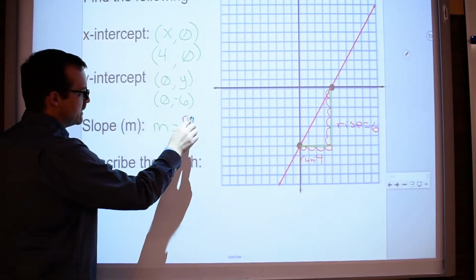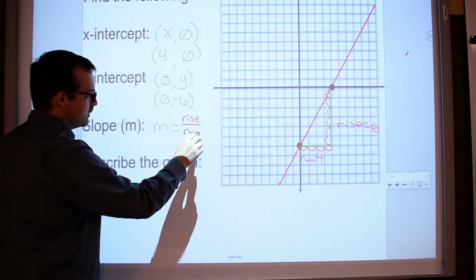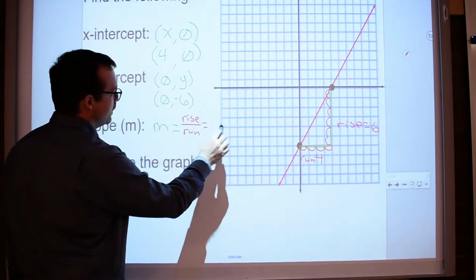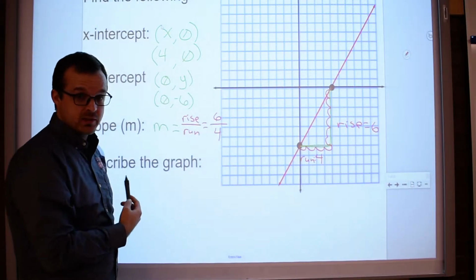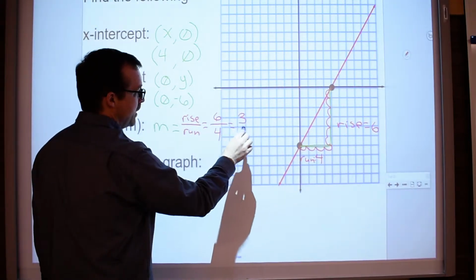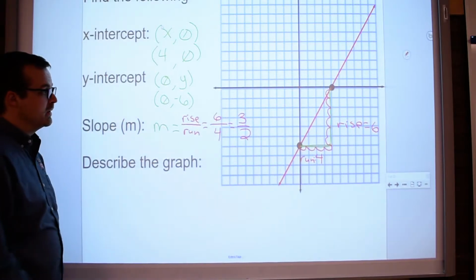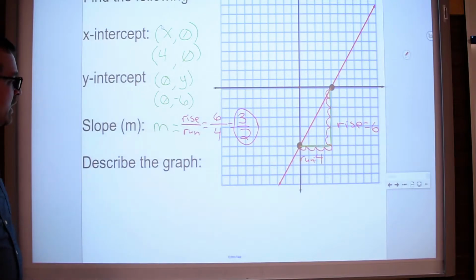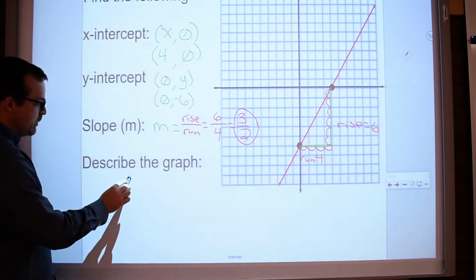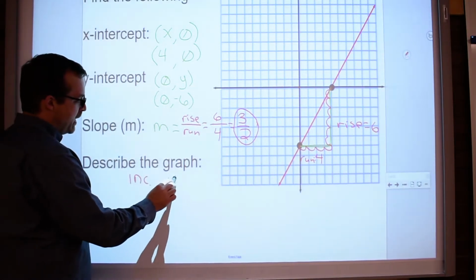Remember, it's rise over the run. So my run is 4, and my rise over there is 6. And this does reduce. 6 over 4 is going to be 3 over 2. And I'm going to leave that as an improper fraction. So 3 over 2, and positive 3 over 2 makes sense because it's a positive slope. Describe the graph. Well, there's lots of things we could say. We could say it's increasing. It's got a positive slope.